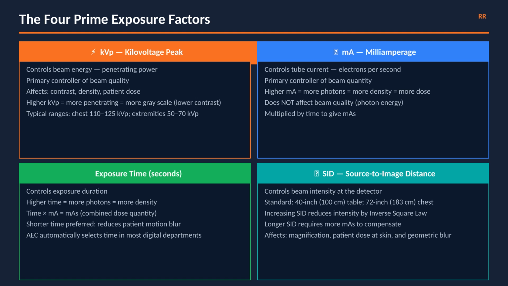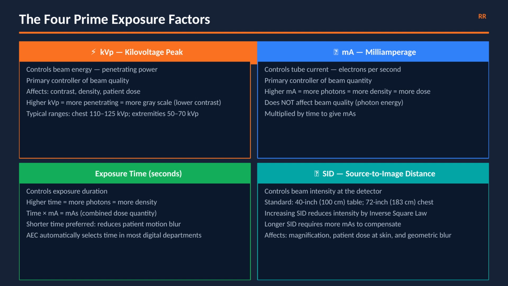kVp, kilovoltage peak. Controls beam energy, penetrating power. Primary controller of beam quality. Affects contrast, density, and patient dose. Higher kVp equals more penetrating beam equals more gray scale, lower contrast. Typical ranges: chest 110 to 125 kVp, extremities 50 to 70 kVp.